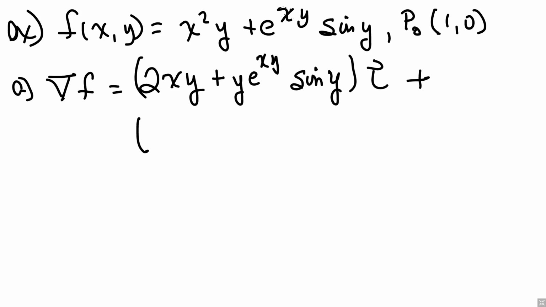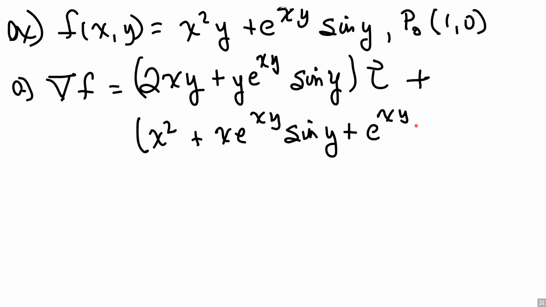Let's see. So we should have x squared plus x e to the power xy times the sine of y. Yeah, product rule. Then plus e to the xy times the cosine of y. And this is going to be in the j direction.